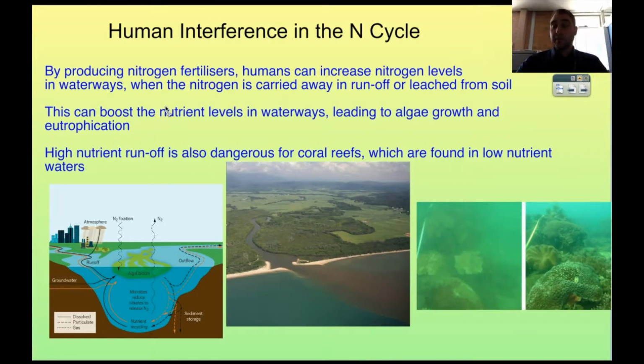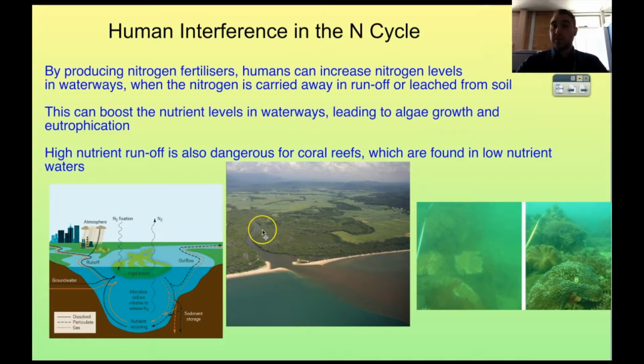So how do humans interfere with the nitrogen cycle? By producing nitrogen fertilizers, we can increase nitrogen levels in waterways. This happens when runoff flows over fields that have been fertilized. That runoff takes with it excess fertilizer that hasn't been used by plants, and that makes its way into waterways. It could also be leached from the soil, which is a process that happens deeper in the soil, but the outcome is the same. You get high levels of nitrogen containing compounds in waterways.